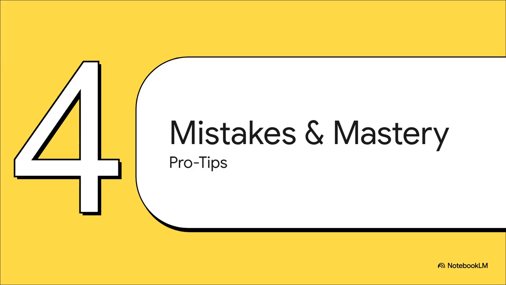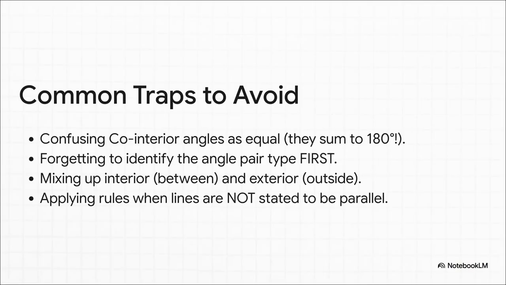Perfect. Awesome. You now have the core skills, but to really get to that mastery level, let's quickly talk about the most common mistakes people make so you can just sidestep them completely. Let's go through these common traps. Number 1, and this is the big one, is mixing up co-interior angles and thinking they're equal. People get in a rhythm and just set everything equal. You have to pause and remember, co-interior is the special one that adds to 180.